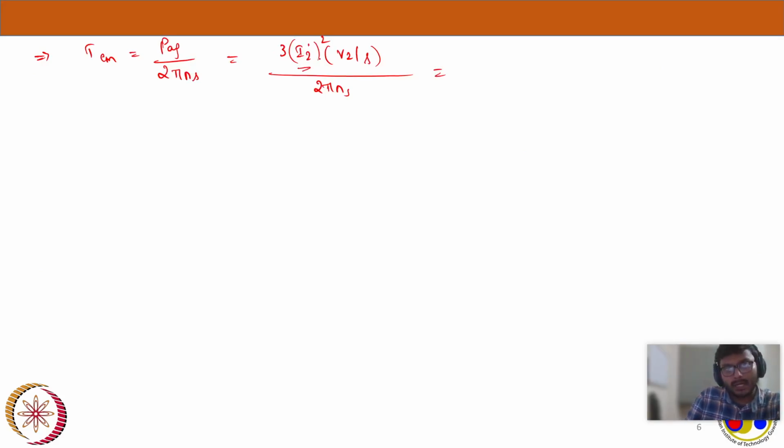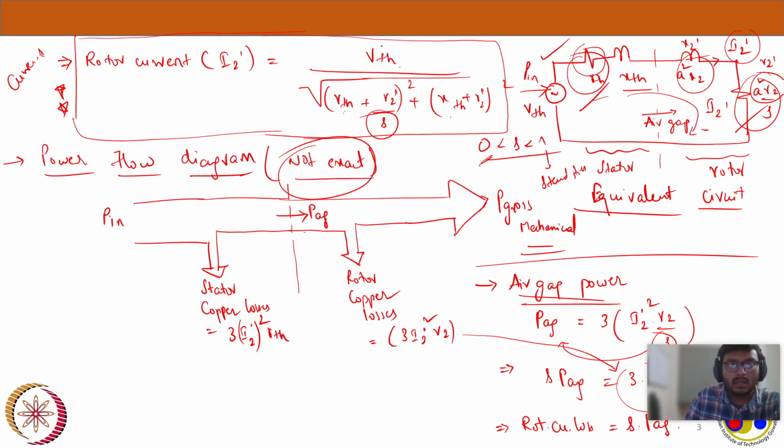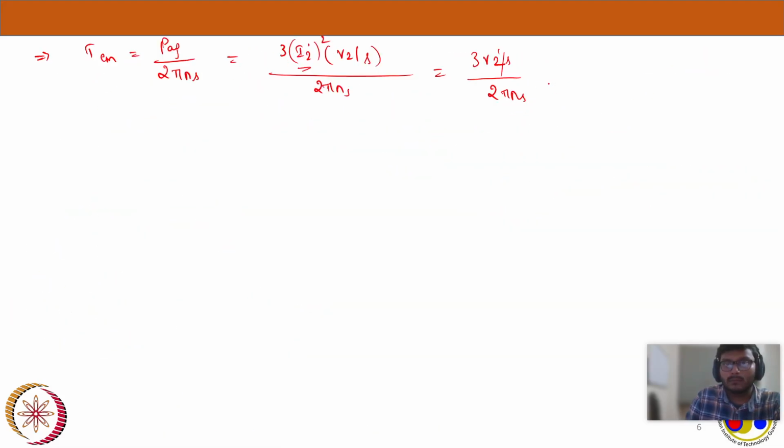Now this I2 dash square I am writing separately. What I will be left with is 3 R2 dash by s divided by 2 pi n_s, into I2 dash square. I2 dash square is V_TH square divided by (R_TH plus R2 dash by s) whole square plus (X_TH plus X2 dash) whole square. Here V_TH square will be there. In the denominator there is a square root, so the square and square root get cancelled, and you are left with (R_TH plus R2 dash by s) square plus (X_TH plus X2 dash) whole square.